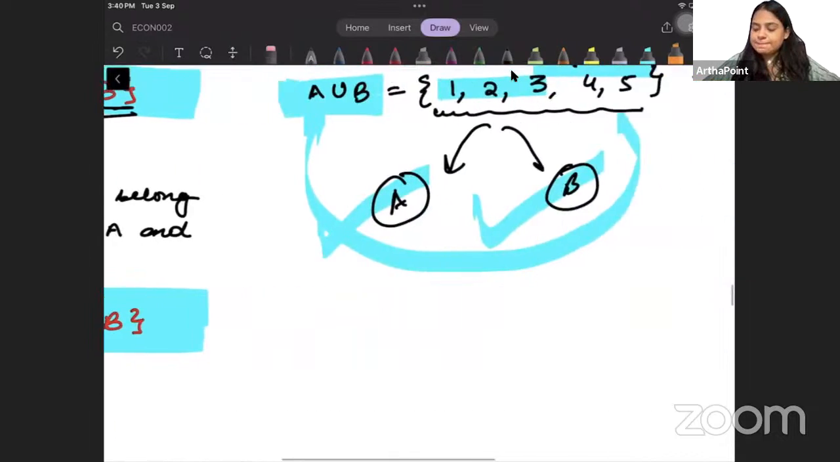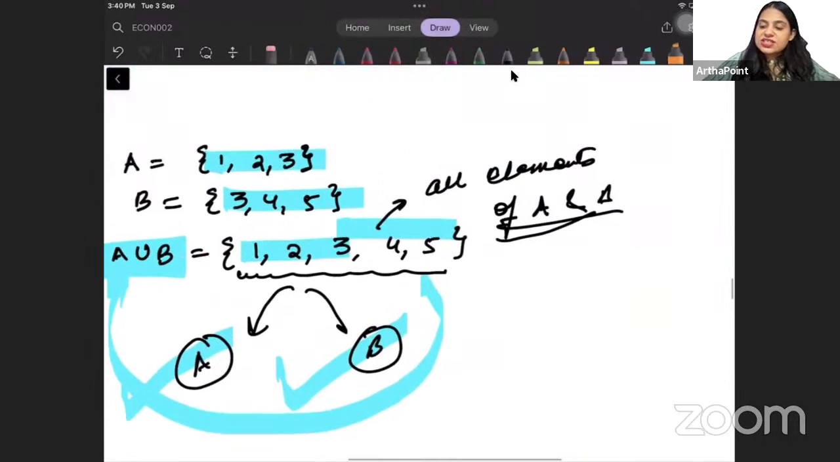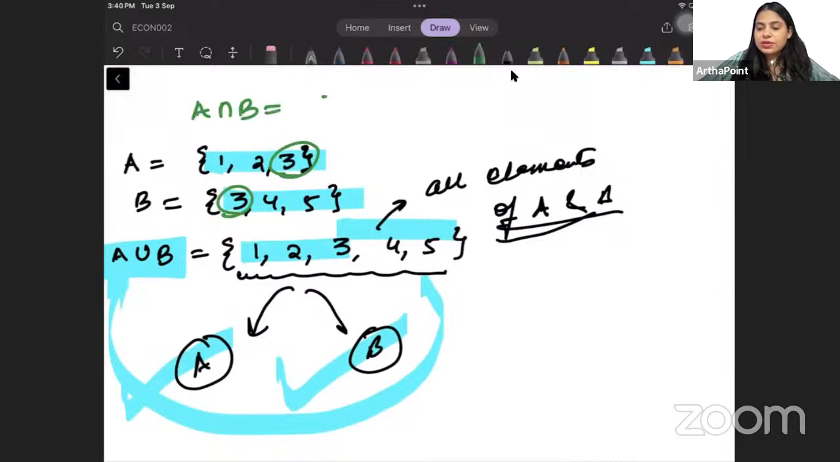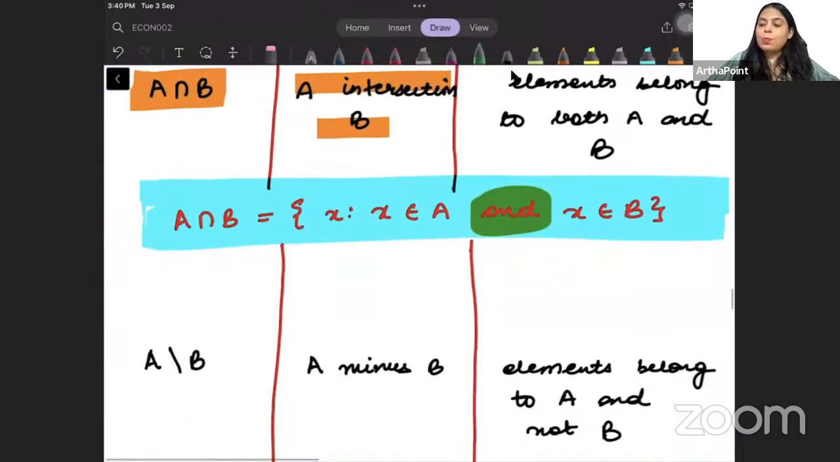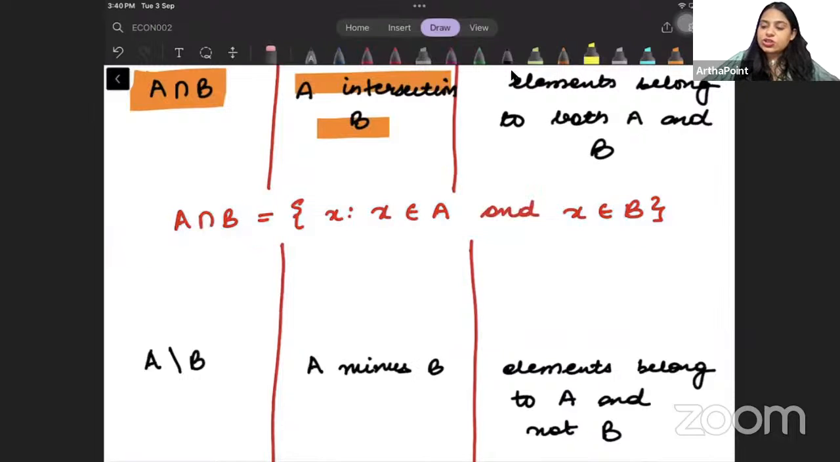For example, beta, see here. Which is the element which belongs to both the sets? 3. So A intersection B will be 3. जो एलिमेंट दोनों ही सेट को बिलोंग करे, the element that belongs to both the sets is called as A intersection B. That is called as A intersection B.